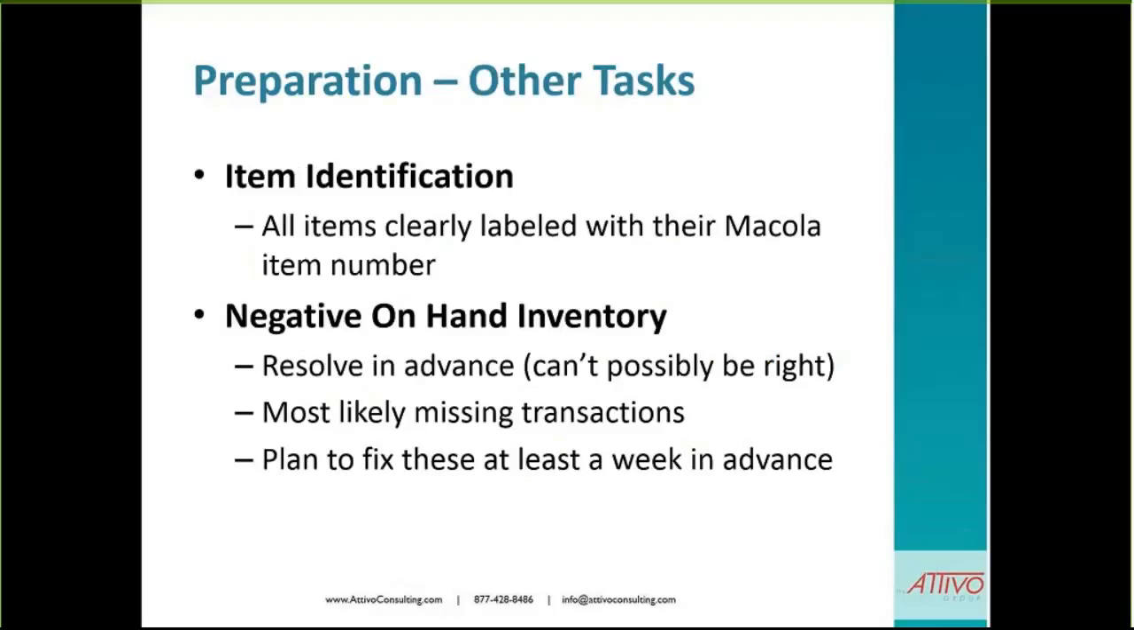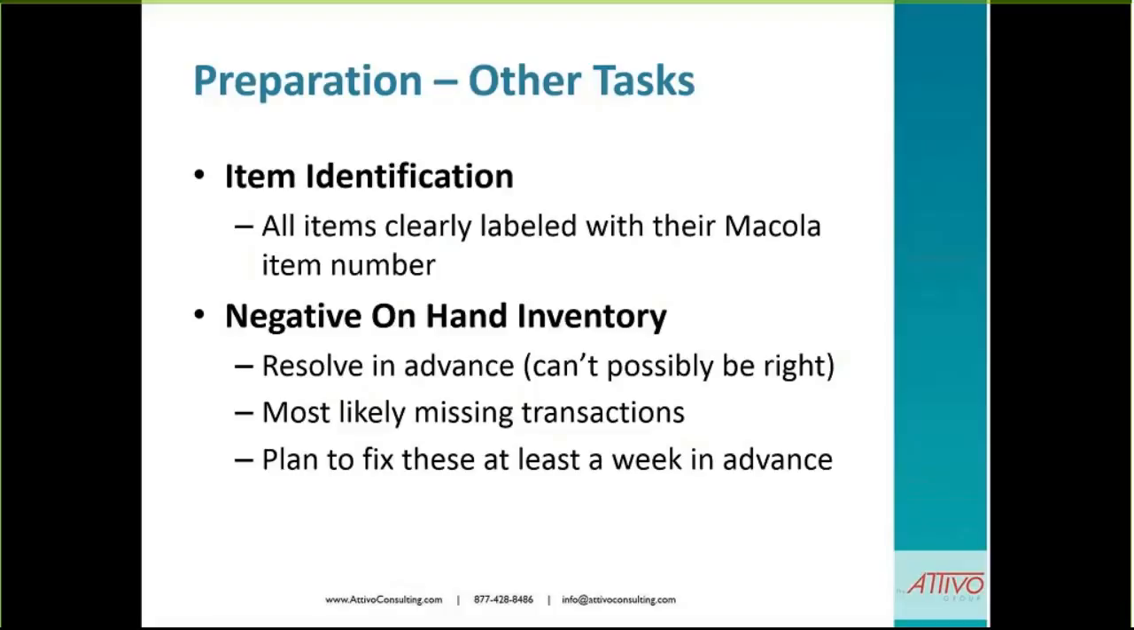As far as other tasks are concerned, item identification. All items need to be clearly labeled with the Macola item number. Now, why would we want to do that? Isn't the vendor's number sufficient? Well, not really, because when it comes time to fill out the count ticket, we need to make sure that we have the Macola item number because that's how it's going to be entered.